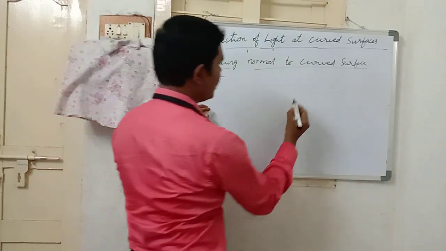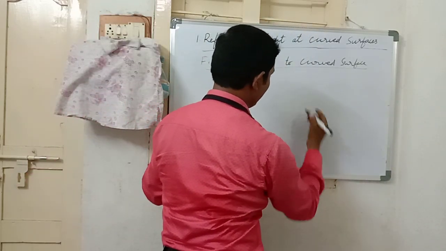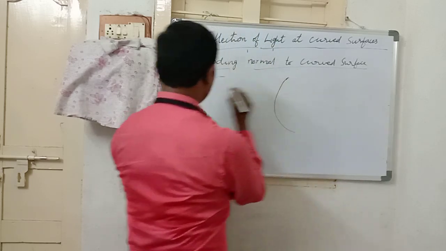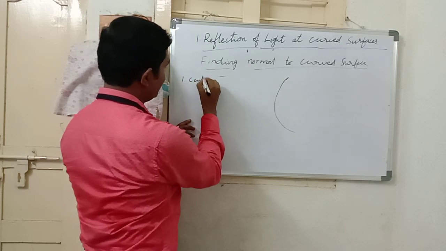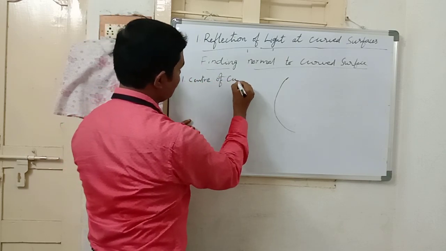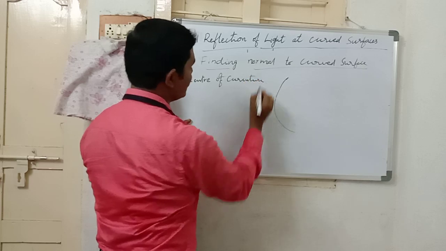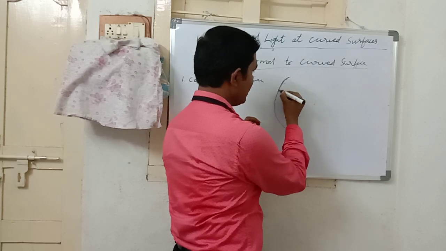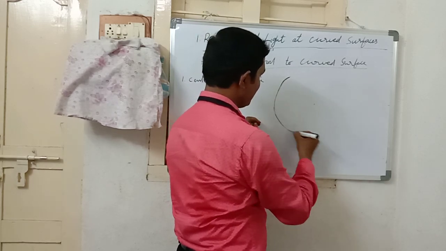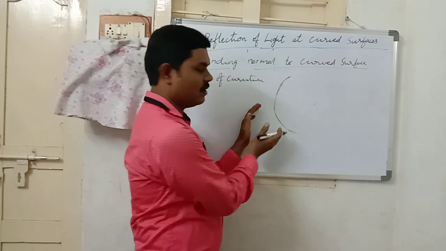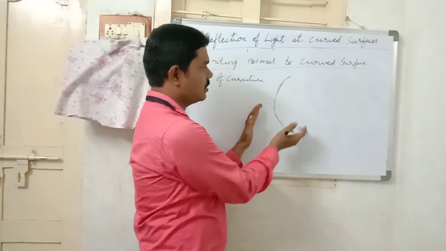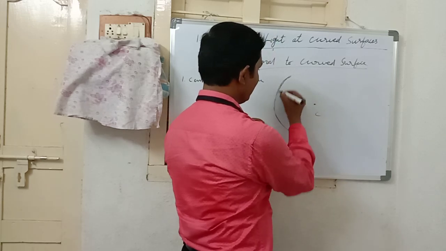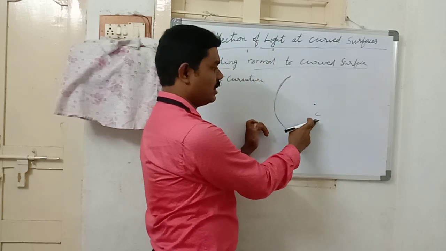Suppose we see one concave mirror. This is the concave mirror, and first we will discuss the center of curvature. Center of curvature means the center of the sphere of which the curved surface is a part. The center of the sphere of the mirror which has the curved surface is called the center of curvature. This is denoted by the letter C.